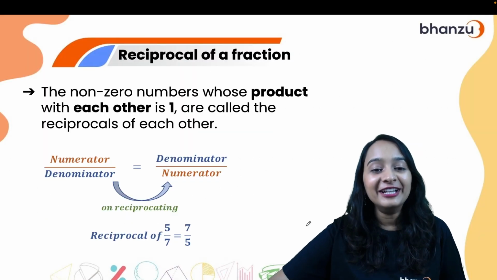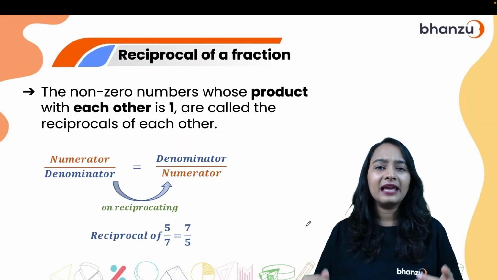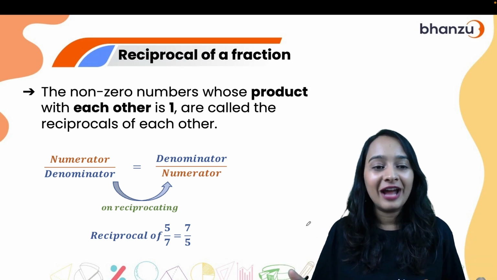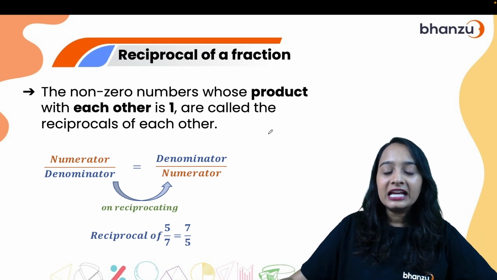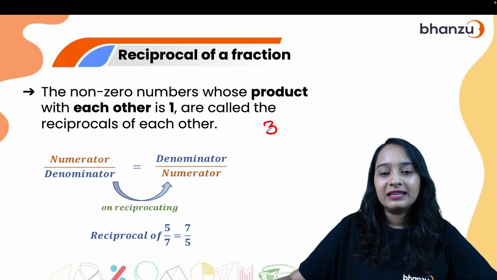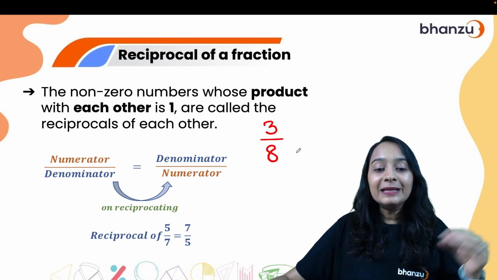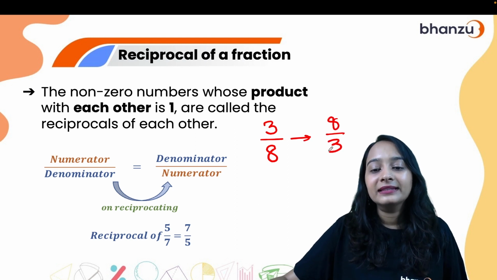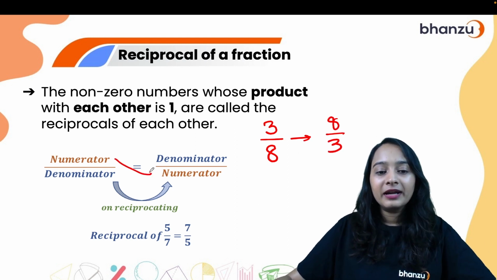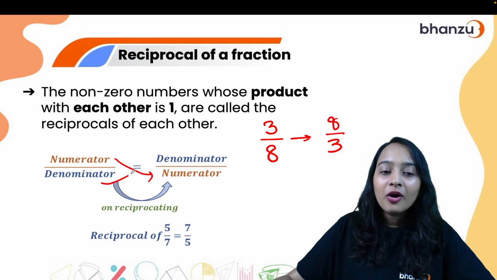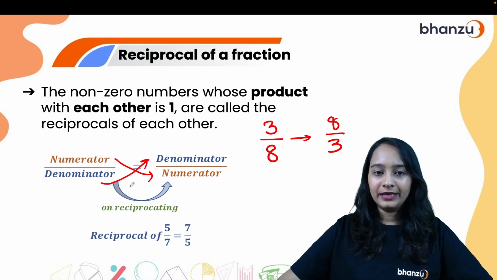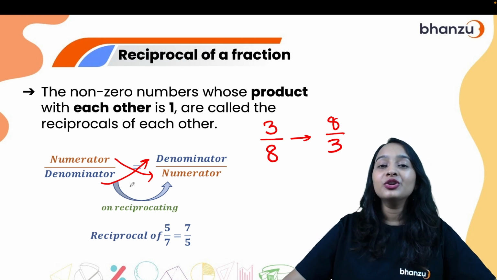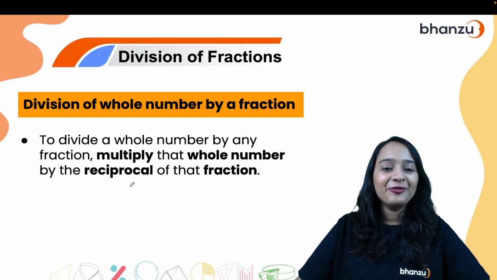How do we divide two fractions? Before that, you guys have to know about the reciprocal of a fraction. Now, when I take a fraction, let's say 3 by 8, the reciprocal of 3 by 8 will be 8 by 3. The numerator will become the denominator and the denominator will become the numerator. But why are we learning about reciprocal? Because we're going to use that in division of fractions.